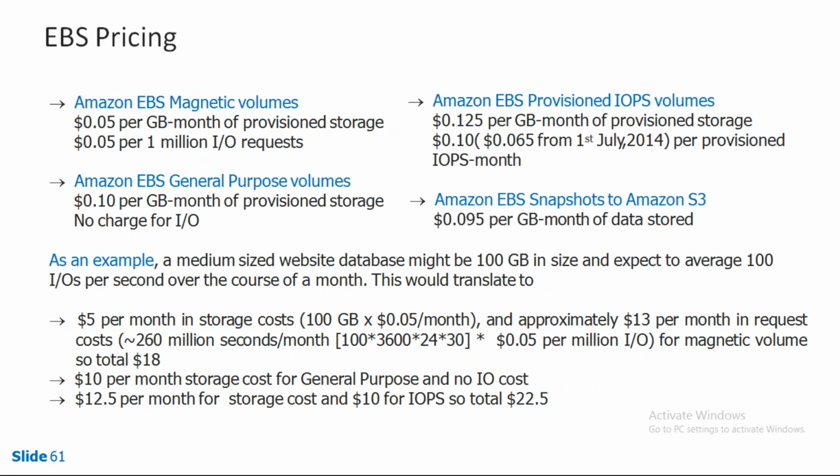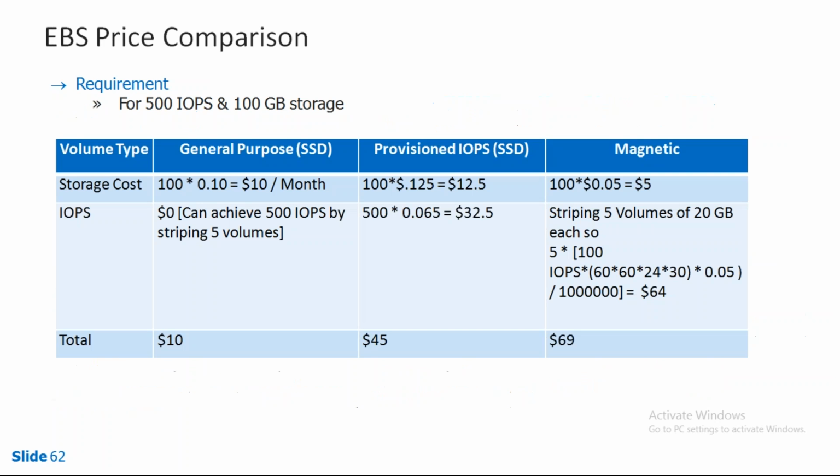So EBS pricing, since the pricing and all have changed, I'm not going into this. Just check your pricing directly. This is just an EBS pricing comparison. You see, in total it is $10.45. Provisioned IOPS magnetic is just $69.